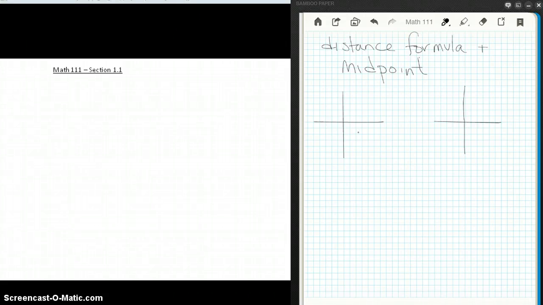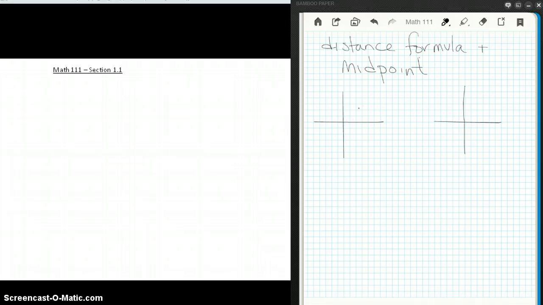Hi Math 111. This is our second video for section 1.1, and in this video we're going to talk about two ideas: the distance formula and midpoint. If we have 2 points in the xy plane, we'd like to find the distance between those 2 points. Sometimes this can be a fairly straightforward calculation.